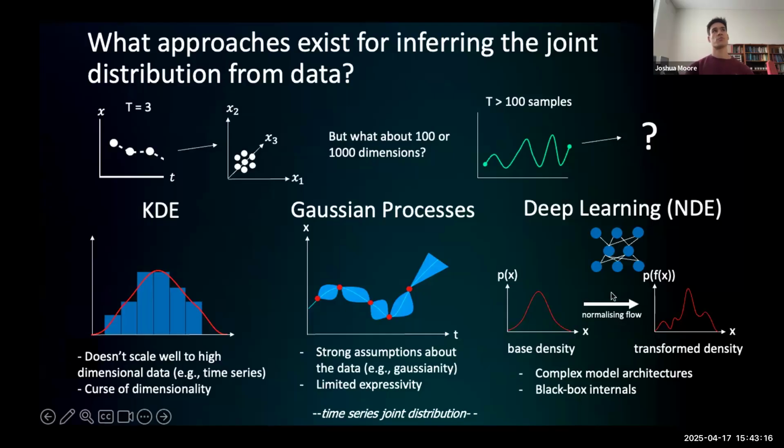The issue with a lot of these approaches is that they don't typically handle high dimensional data very well. So KDE might work well in the two-dimensional, three-dimensional case. So that might be a time series of length t equals 3. But what happens when we deal with time series with over 100 samples or much longer, thousands of samples? What kind of approaches do we have? And these two on the left here don't do too well in that case. Deep learning might do okay, but they're quite difficult to interpret. They have these black box internals, and they can have complex model architectures. So we need a new way to estimate this joint distribution from data.